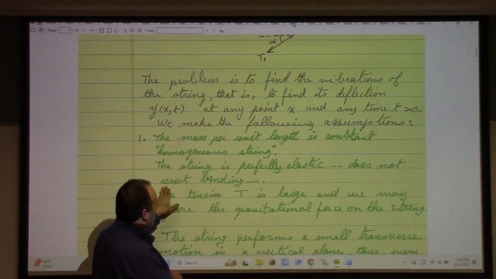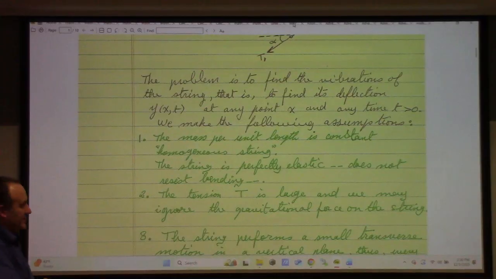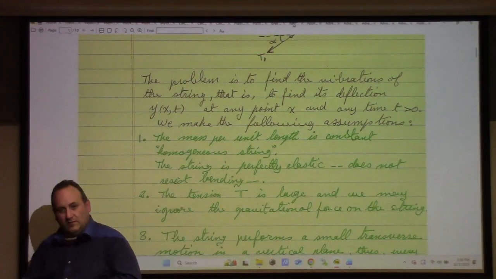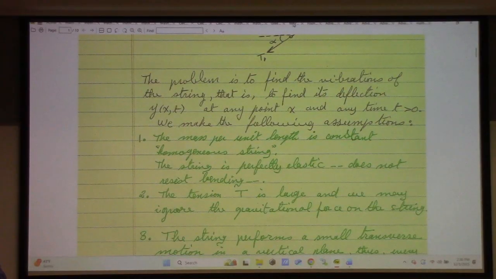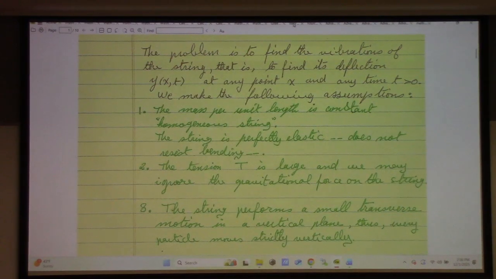It does not resist bending, all right? So that's another assumption. The tension T is large, and we may ignore the gravitational force on the string. So the motion is primarily about the string pulling on itself. It's not about gravity tugging it down, all right? That's probably the most unphysical assumption of these for a lot of actual string waves that you've observed.